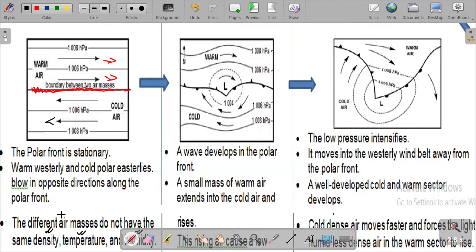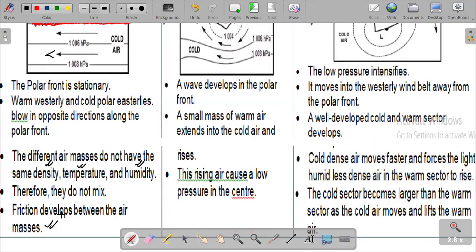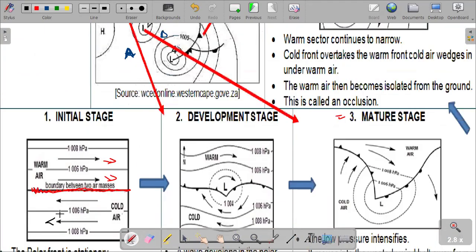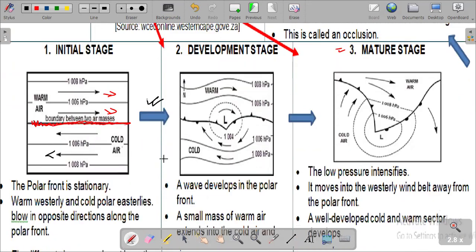So at the initial stage, we are just seeing two air masses moving parallel to each other, but towards the polar front that you can see there. So we go to stage two, which you can see by this arrow. It is showing the movement to stage two.